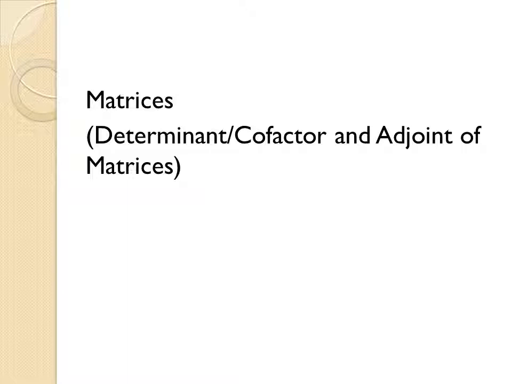Just for your information, to find the inverse of a matrix, we have to find all of these: the determinant of a matrix, the cofactor of a matrix, and the adjoint of a matrix too. There is a tutorial of mine related to the inverse of a matrix, but in it I did not discuss how to find the determinant, cofactor and adjoint. So the theory portions of that are comprised in this particular tutorial.